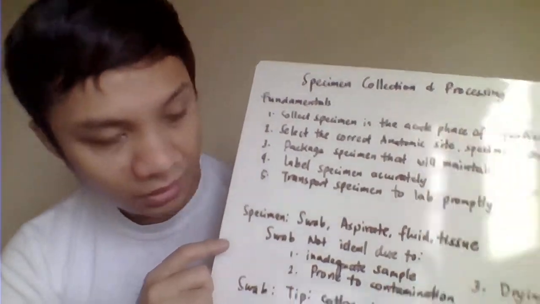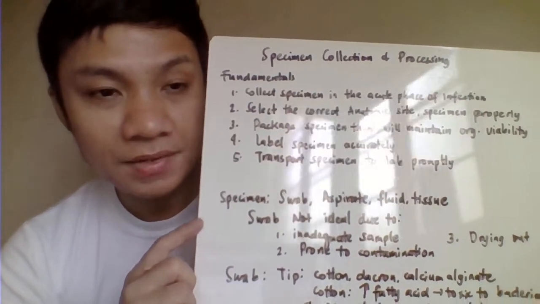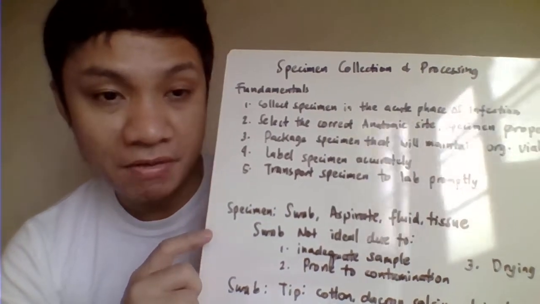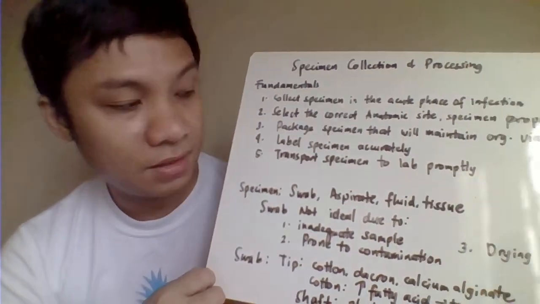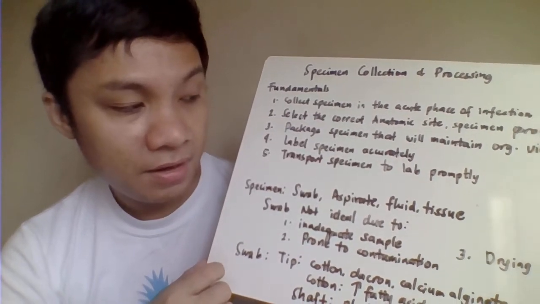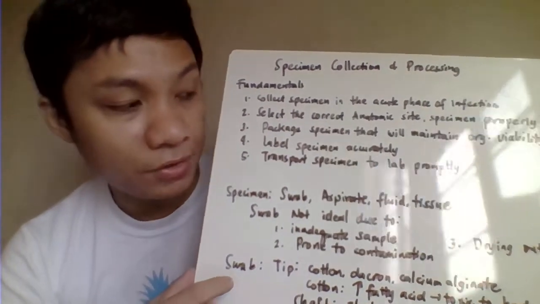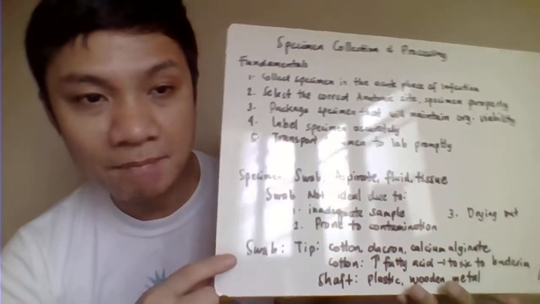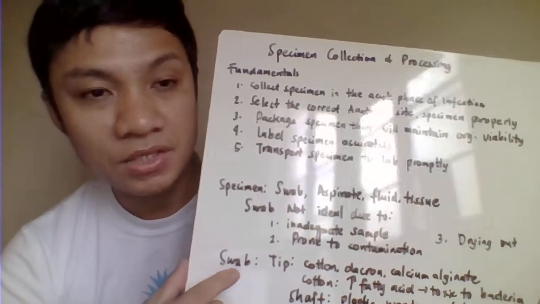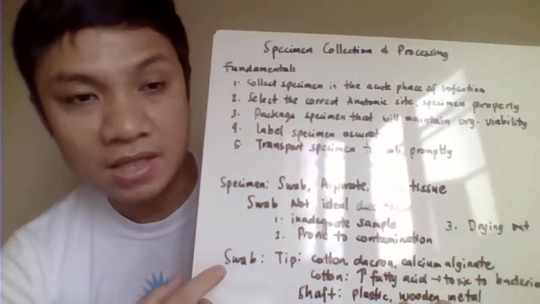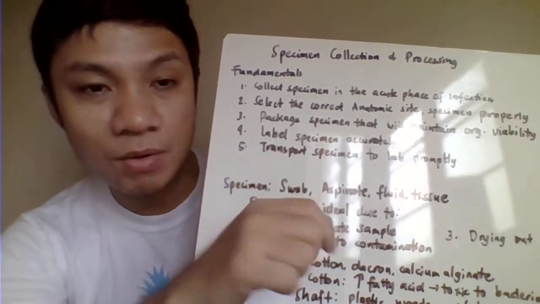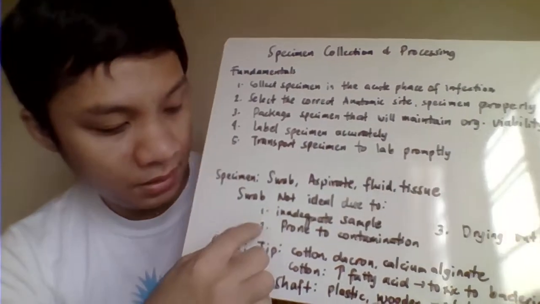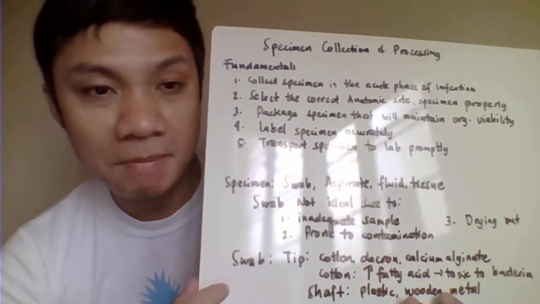Okay, the specimen received in the microbiology laboratory could be in the form of a swab, aspirate, body fluids, or tissues. The swab is not the best sample collection method because it has the following disadvantages. Number 1, since you just swab, only a small amount of specimen can be collected. The second one, it is prone to contamination.